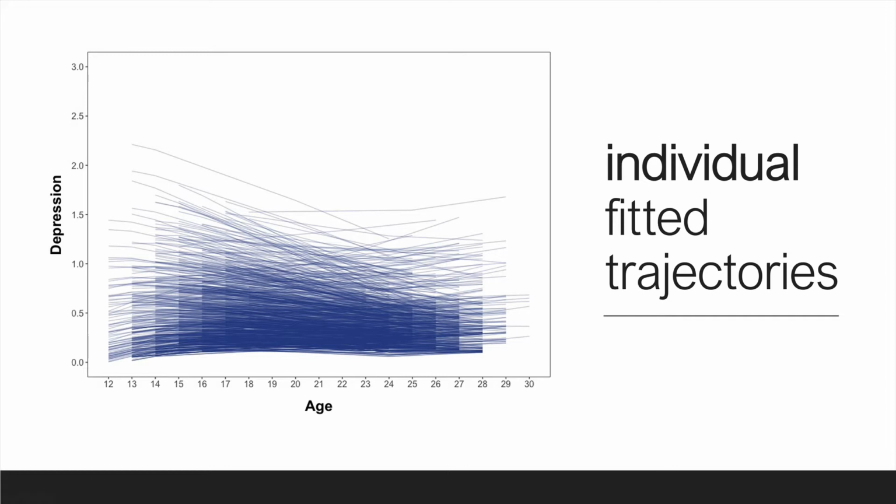Most software that fits growth models also includes a way to extract individual predicted values. And that's the data that we're going to use to make plots and show how expected levels and rates of change differ across individuals in the sample.